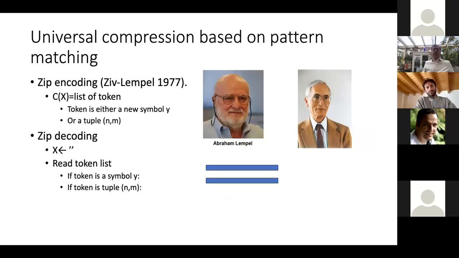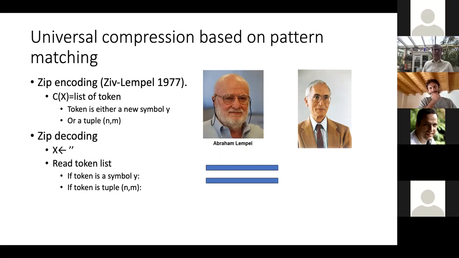Now, the universal compression based on pattern matching is Lempel Ziv, or Ziv Lempel, it depends on whether you read from right to left or left to right. In 1977 and 1978, there are two algorithms. The principle of the algorithm is that it produces CX, BX, a list of tokens. The compressed code is a list of tokens. The token is either a new symbol or a tuple, which is the position and the length of a factor.